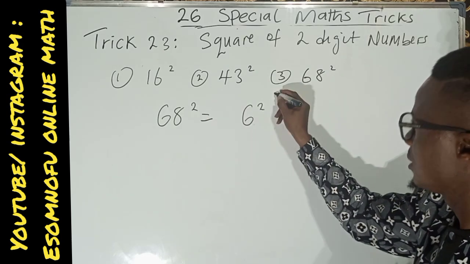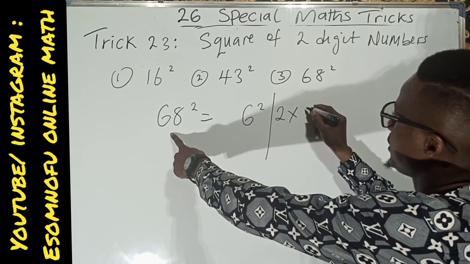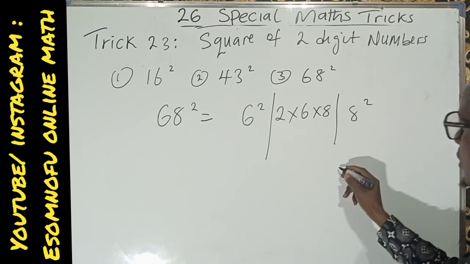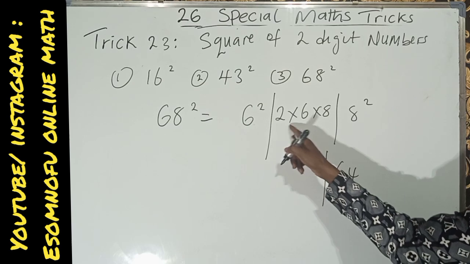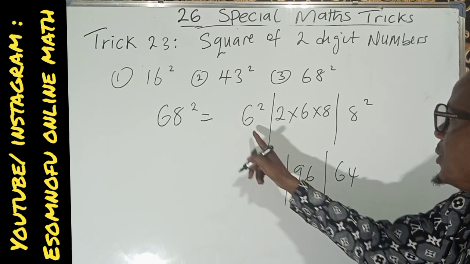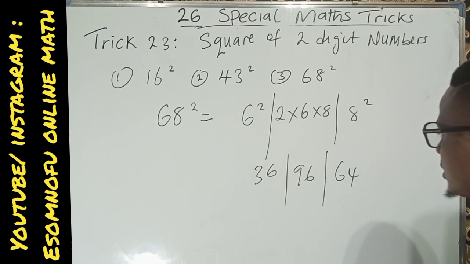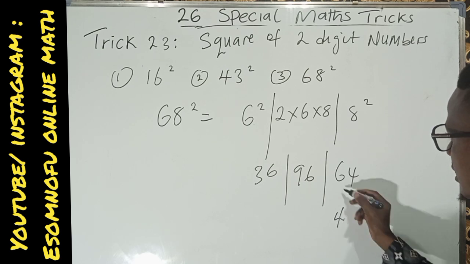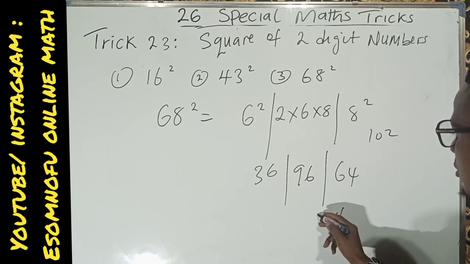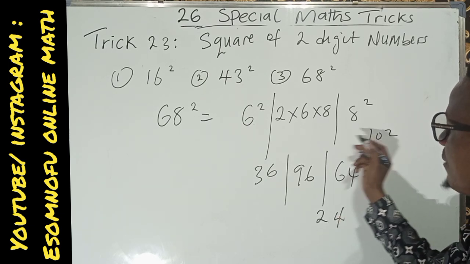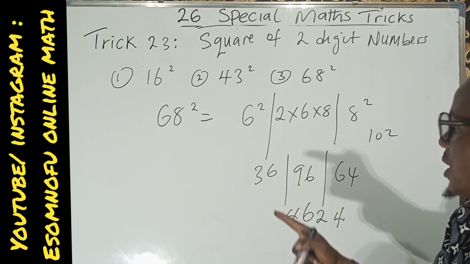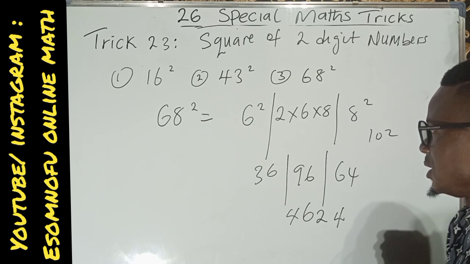And the last one here, where we have the square of 68. You just say 6 squared. Get 2, use it to multiply 6 and 8. Then you write 8 squared. 8 squared will give us 64. 2 times 6 is 12. 12 times 8 is 96. 6 squared will give us 36. Now bring down 4, carry 6. If I add 6 to 96, it becomes 102. I will write 2 and carry 10. If I add that 10 to 36, it becomes 46. Therefore, the square of 68 is 4624.